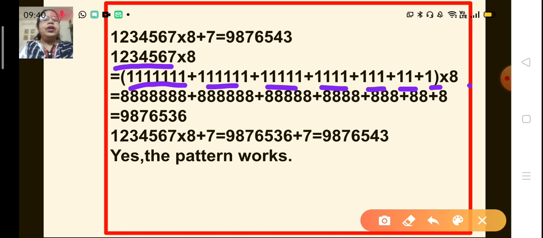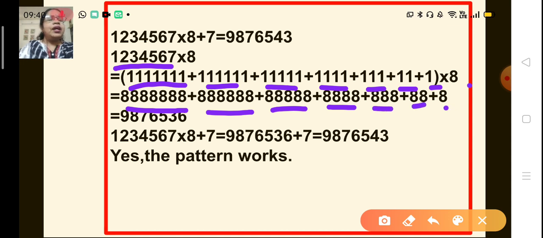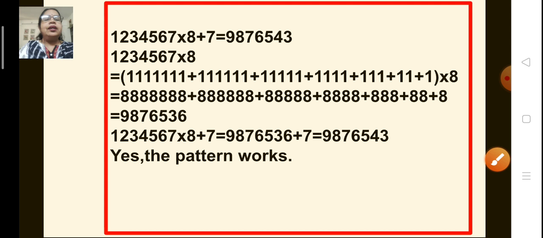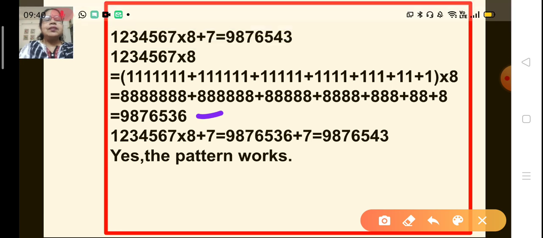So, what do we get? We get 88,88,888, that means we get 8,88,888 plus 8,88,888, then we get 88,888 plus 8,888 plus 888 plus 88 plus 8. When we add all these numbers, what do we get? We get 98,76,536, isn't it? But still we have to add 7 to it.